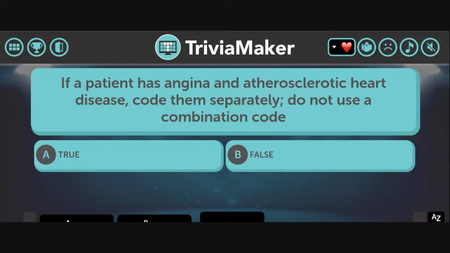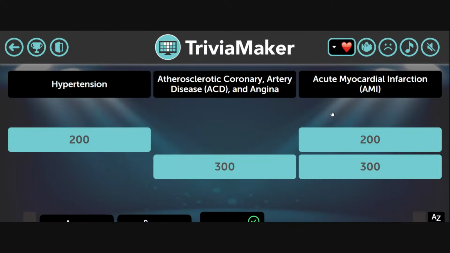All right, I am getting an overwhelming false, and that would be 100% true. Yes, this is false. That was really confusing for no reason. Okay, so it states in the guidelines if a patient has angina and atherosclerotic heart disease, you do use a combination code and you do not code them separately. So that would make this completely false. And I think everyone got that one. Everyone caught that one. So great job as always.